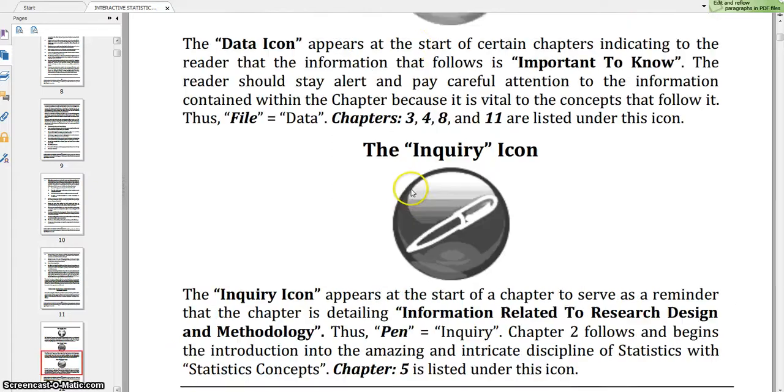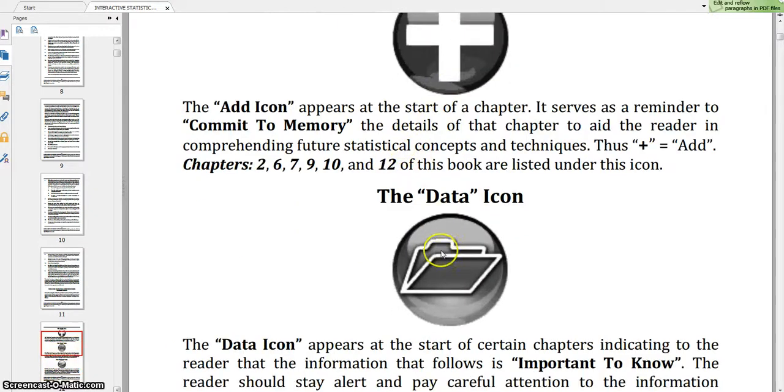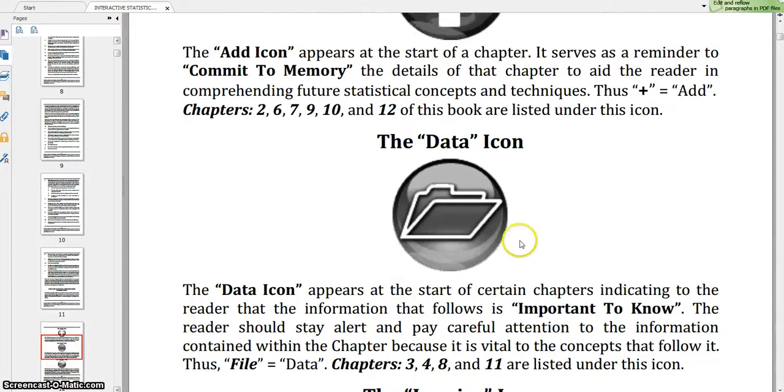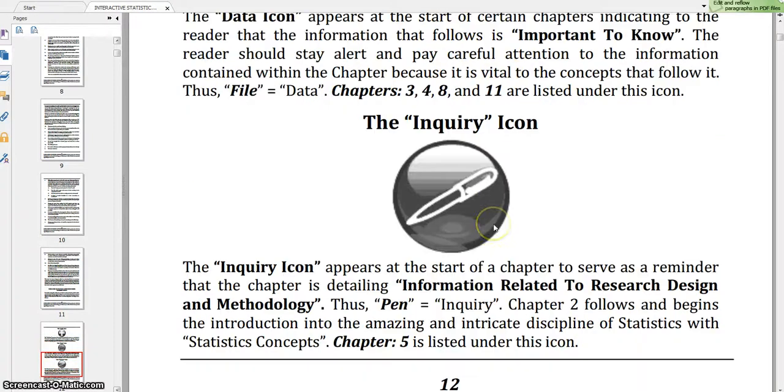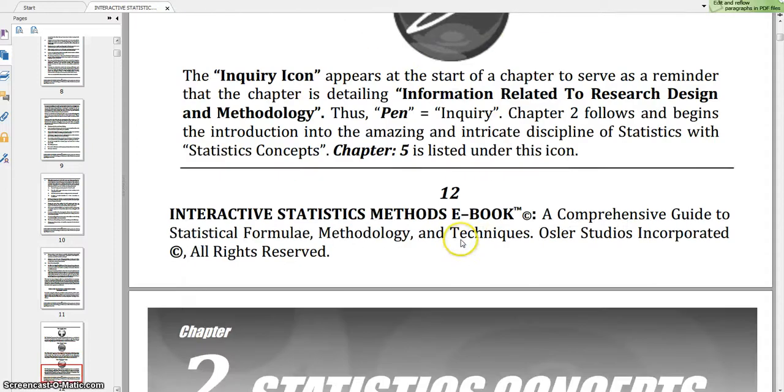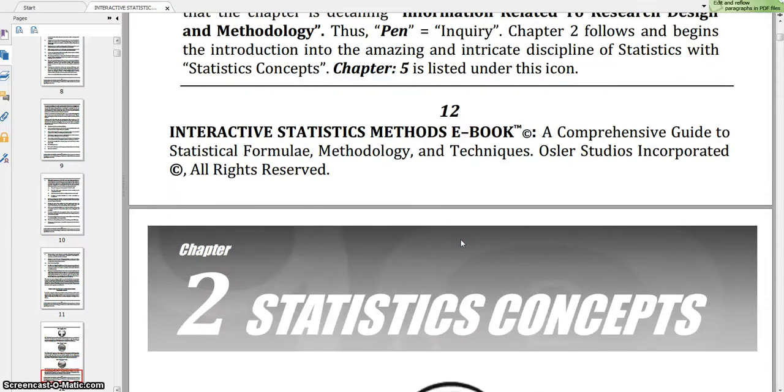So remember, there's certain things you need to memorize. There's certain things that you need to know that are important. And there's one particular chapter in this information that really reminds you of how things are related to research design. So if you keep those things in mind, you're going to be successful in Chapter 1.